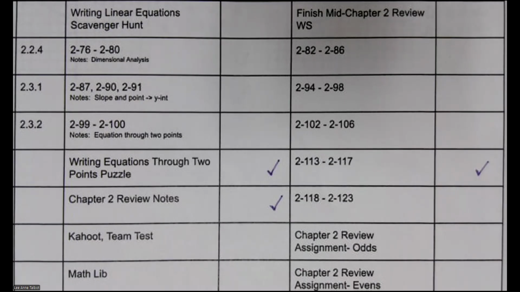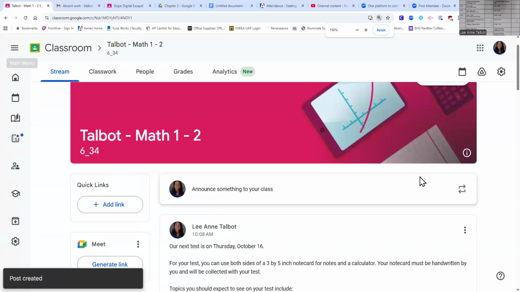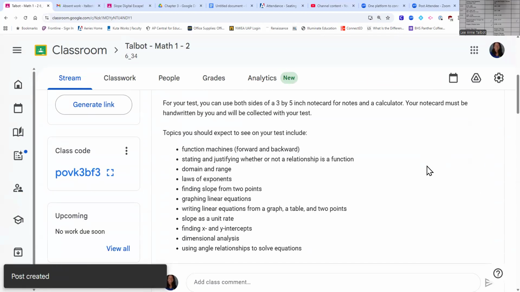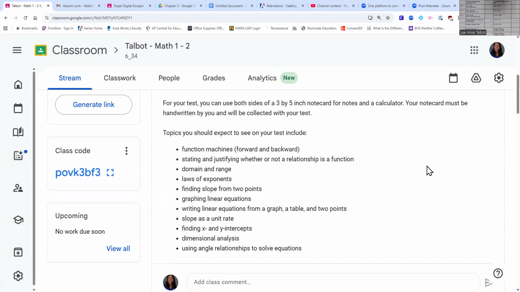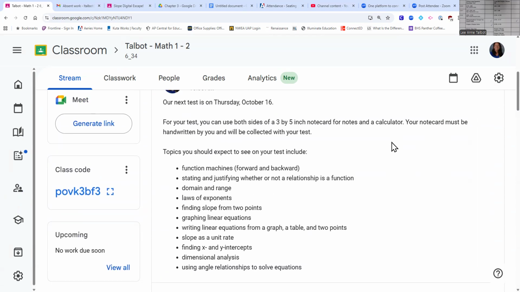Oh, wait. Hold on. Hold everything. Holding. Are you holding? We need to read this. Okay, our next test is on Thursday, October 16th. That's a week from Thursday, it's not 2 days from now, it's a week and 2 days from now. You can use a note card and calculator.